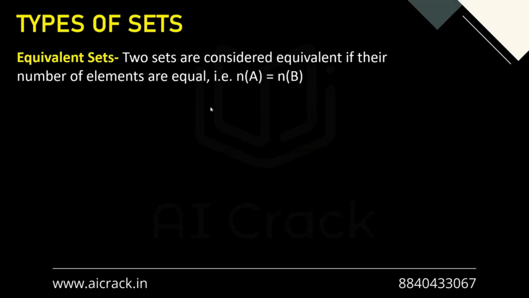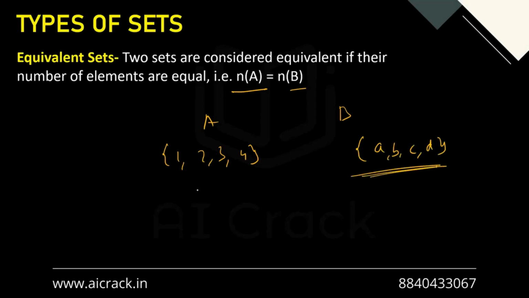Now the other kind is equivalent sets. In the case of equivalent sets, we have just the number of elements equal in both the sets. Let's say we have A and B. The first set is 1, 2, 3, and 4. And the second set is A, B, C, and D. So the number of elements in B and the number of elements in A are both equal, so they are called equivalent sets. Now the interesting thing is all equal sets are equivalent sets because that is the inherent condition that the number of elements in A and B should be equal. So all equal sets are equivalent sets, but not vice versa. All equivalent sets are not equal sets. Okay.